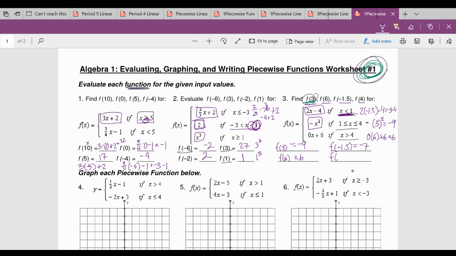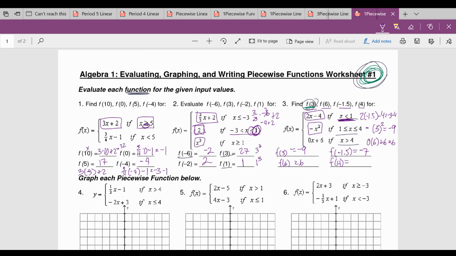Okay, then finally, f of 4. So we want to substitute 4 in, and it looks like we have an "or equal to" here. So we're going to use negative x squared. So it's going to be negative and then 4 squared. 4 squared is 16. And then it's negative, so it would be negative 16. That's how you evaluate each part.